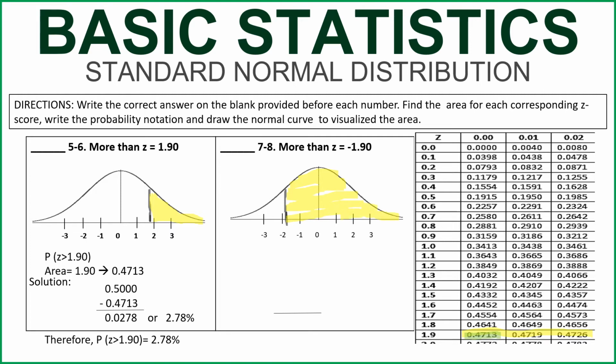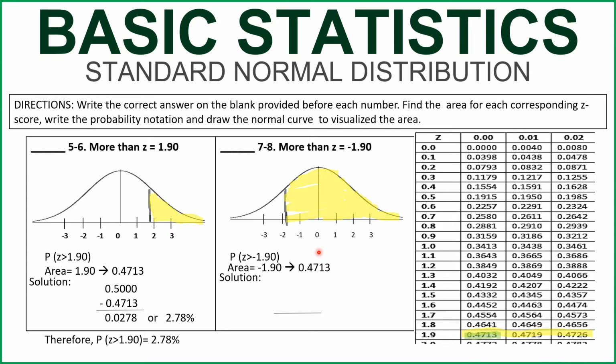This is what we will get the probability notation from. What is the area of this? This is the symbol: more than, or z is greater than negative 1.90. Then the area, which we already got earlier, is 0.4713, the same as for positive. So, there is no difference whether the z score we get the area for is positive or negative.